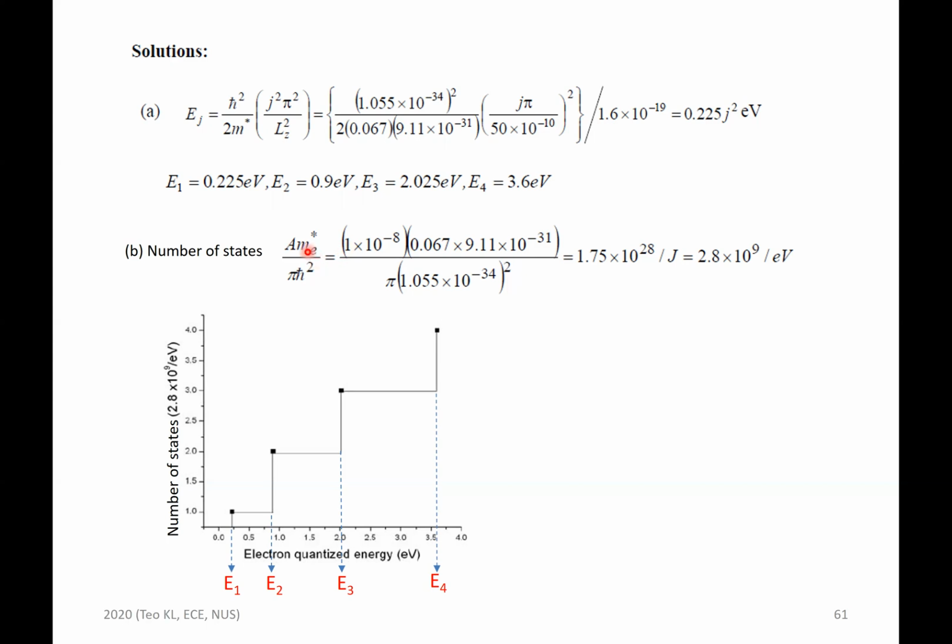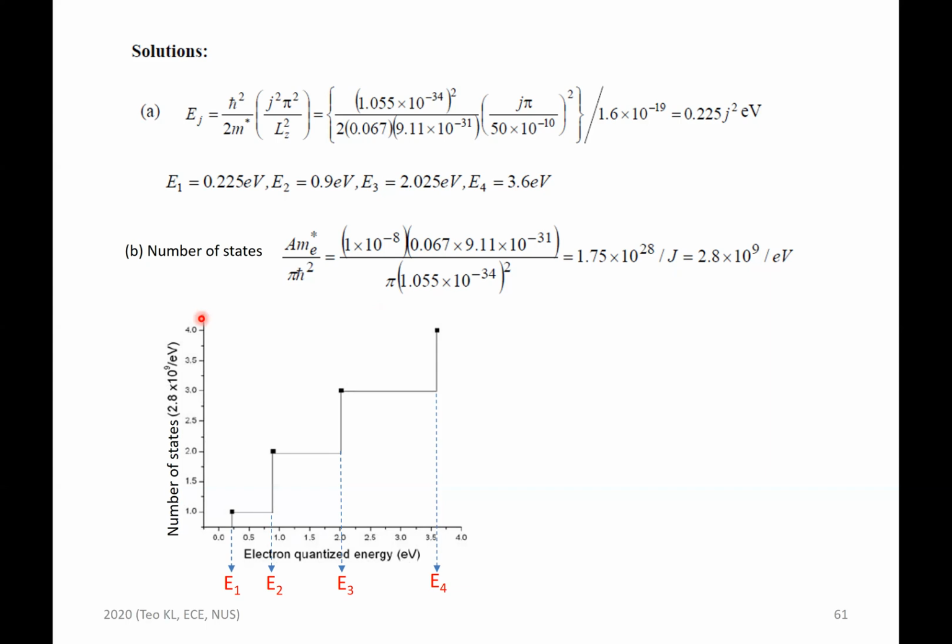Now the number of states is the density of states times the area. The density of states will be m star over pi h bar squared, times the area. The area is given to you, the effective mass is given to you, and h bar squared you can calculate. That gives you 1.75 times 10 to the power of 28 per joule, and you convert that to per eV.